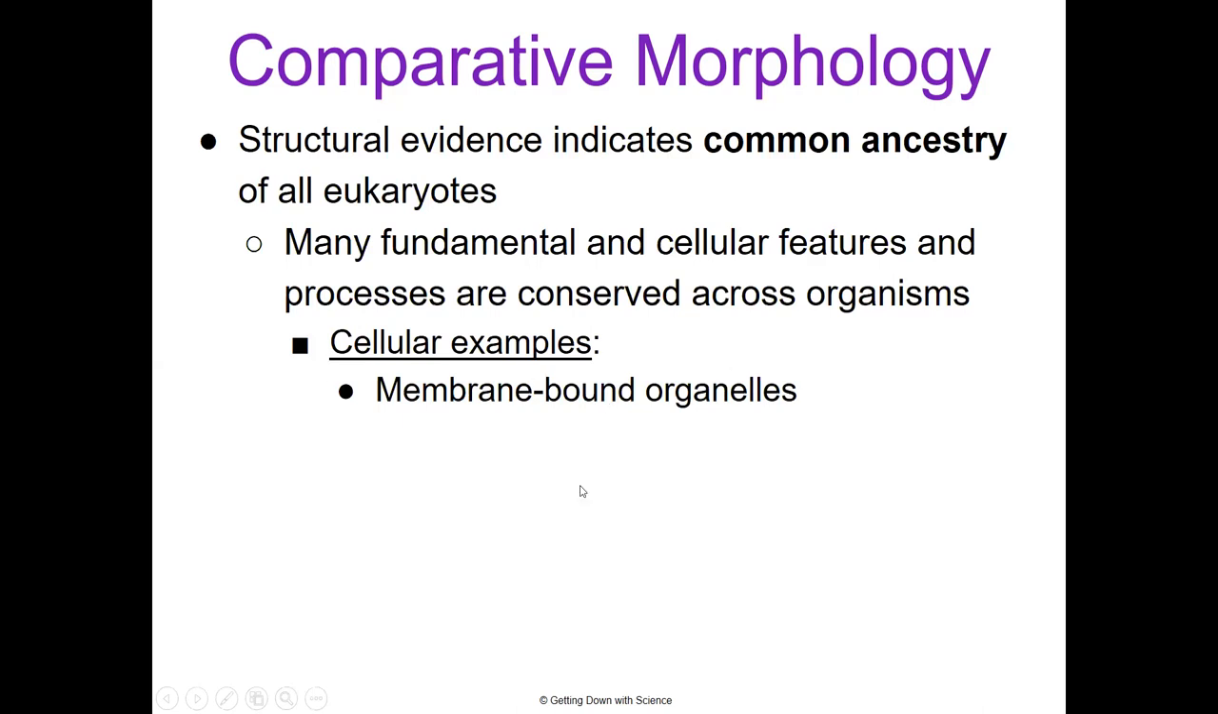So the membrane-bound organelles would be one of our examples to suggest this common ancestry. Linear chromosomes. All of the eukaryotic organisms have linear chromosomes. Remember, prokaryotic organisms have circular. We were talking about that when we did some of our DNA practice. But all of our eukaryotes are linear. Having those introns in the genes, remember how we talked about those pieces of DNA that didn't code for anything, so we had to cut them out and leave them in the nucleus? That's another example that suggests this idea of common ancestry.